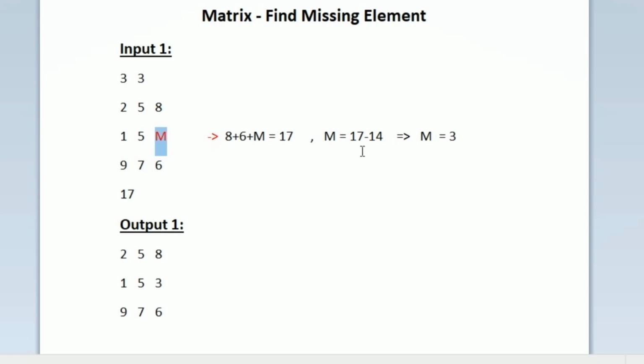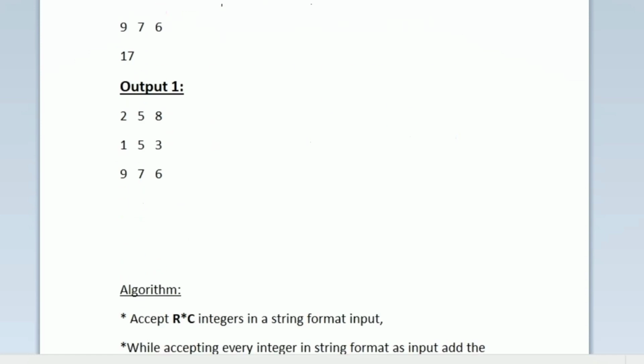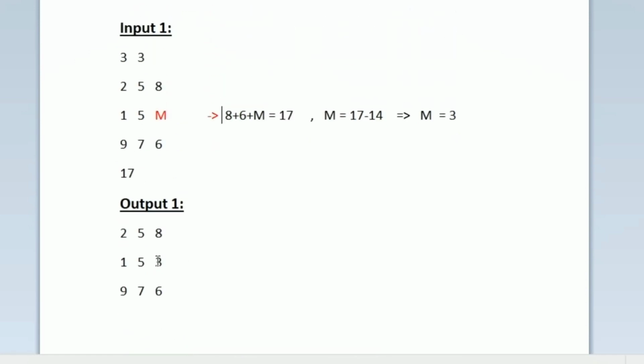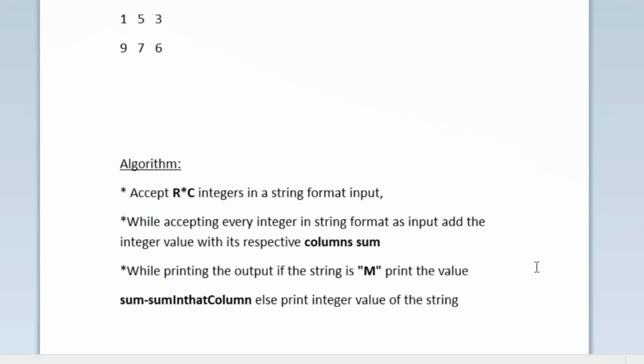So in our output we can see that everything is same except in the place of M we are printing 3, which is the value which we have found. So this is how we should be solving today's daily challenge. So first our task is to accept R cross C values as input, and we are going to accept the values in a string format, and we are going to store it in a string matrix, because along with integers we are also given a character M as input.